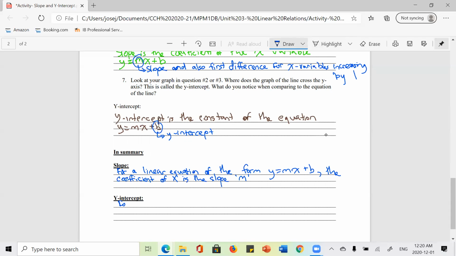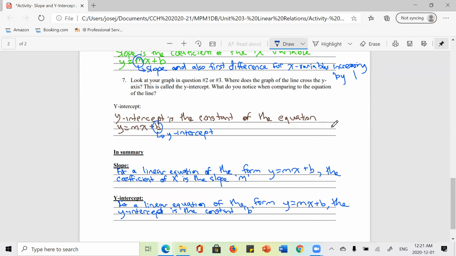And for a linear relation, same idea. For a linear equation of the form y is equal to mx plus b, the y-intercept is the constant. So it's going to be our constant b right there, the one that's by itself.